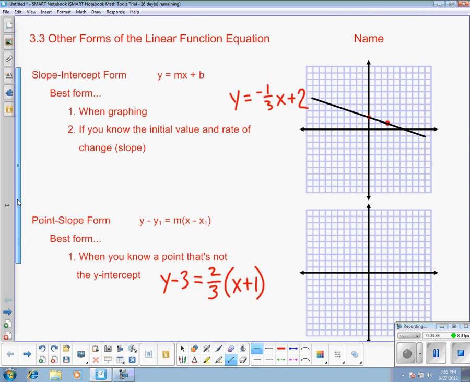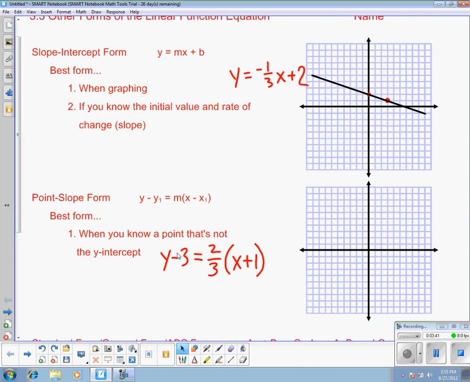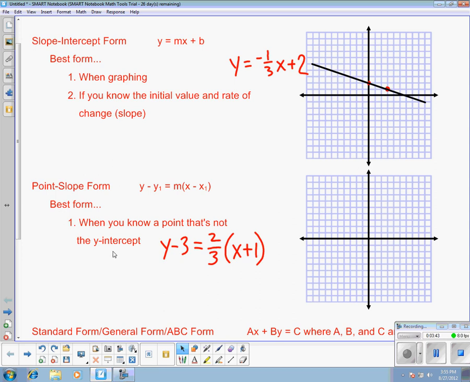Okay, point-slope form, named because those are the two aspects of this equation. When you know a point that's not necessarily the y-intercept, this is what point-slope form will look like. Okay, my point is x1, y1, and my slope is still m. So if I need to graph this line, I just make my first dot at x1, y1, and then I'll use my slope to find the second dot.